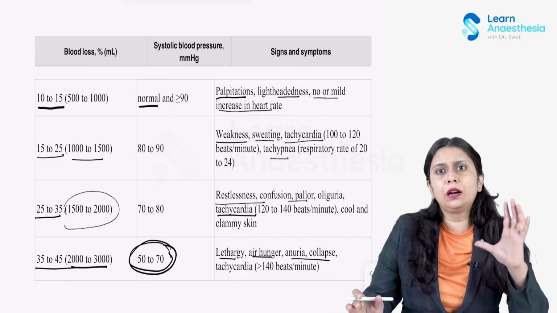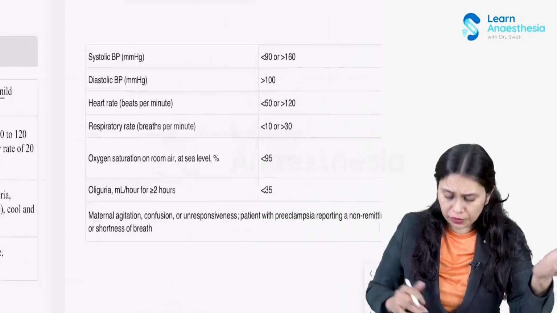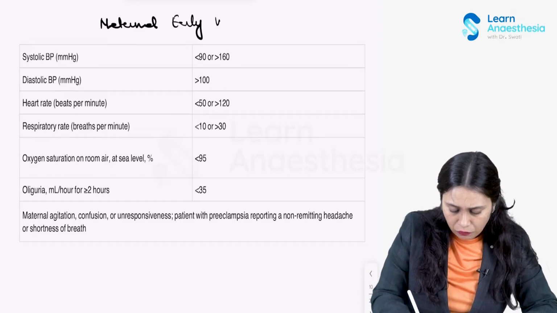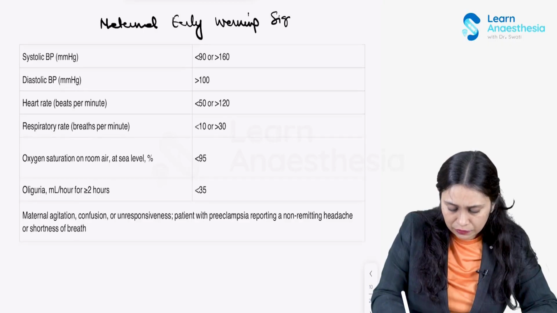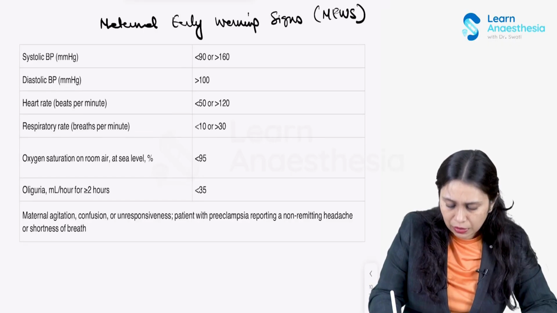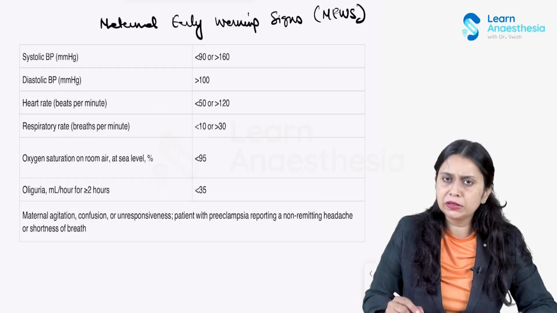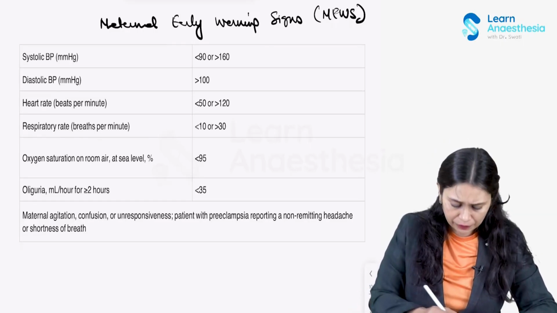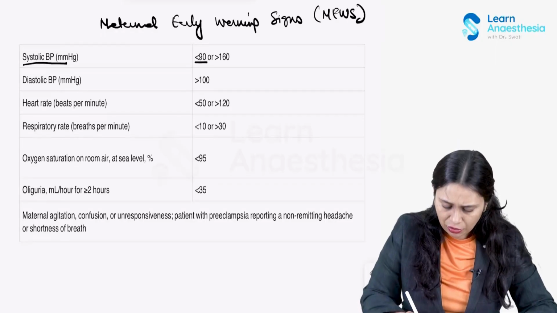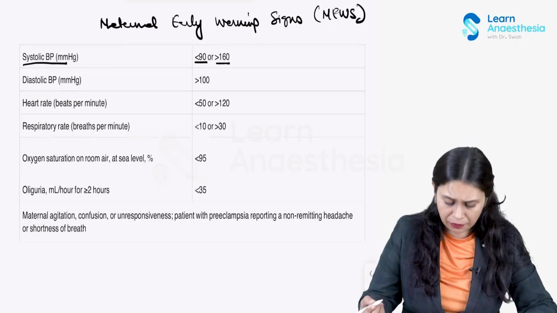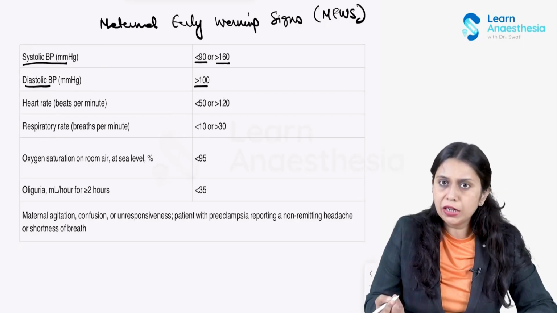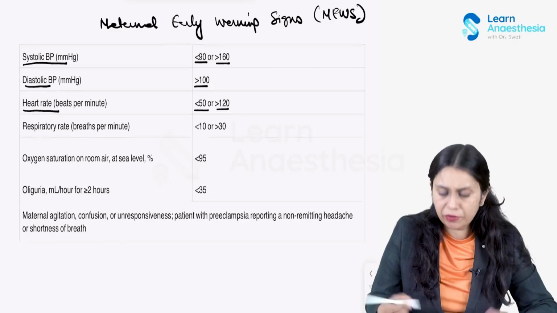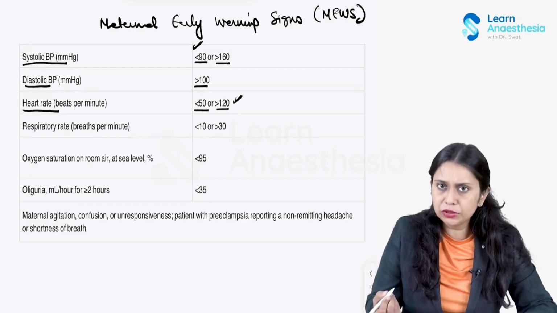Now, what are the early maternal warning signs that we should look for? So maternal early warning signs, we call it MEWS, right? So if these signs are present in the female, then we definitely should escalate our care, shift the patient to ICU to save the patient's life. If systolic blood pressure is less than 90 or more than 160 mm of Hg, diastolic blood pressure more than 100 mm of Hg, heart rate less than 50 or more than 120, mostly in hemorrhage the heart rate would be towards the higher side, and systolic blood pressure would be towards the lower side.